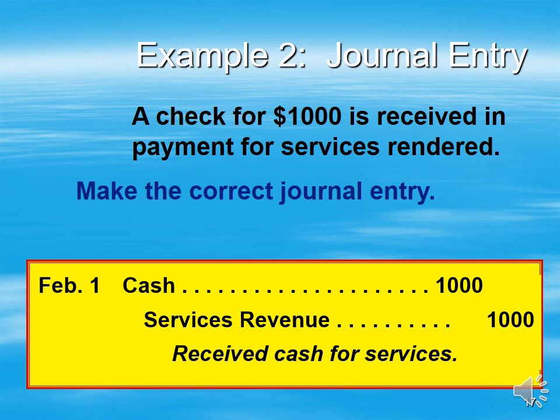The equity increases. The account is account revenue. The amount is 1,000. So you have analyzed this transaction and then you can record in the journal. To record in the journal, you use the rule of debit and credit. Asset increases, you debit. So you debit account cash 1,000 and the equity also increases. When the equity increases, you have to credit the account. So you credit account service revenue 1,000.